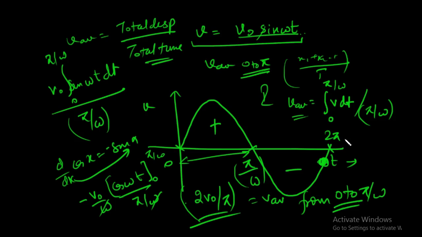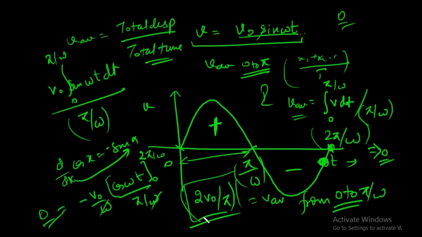Now I want to find out the average velocity from 0 to 2 pi by omega. For the whole time period, this will actually turn out to be 0. You know why? Because this portion has the same area as this portion, and since we are talking about velocity, the upper portion will be positive, the lower will be negative, so these two will cancel out. So net displacement would be 0. Obviously we can also see from this equation, if I take 0 to 2 pi by omega, then cos 2 pi is 1, minus cos 0 is 1, so 1 minus 1 is 0. So we get 0.